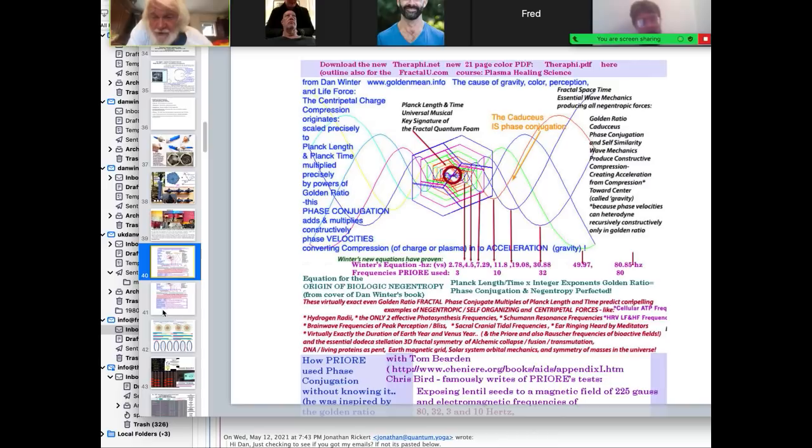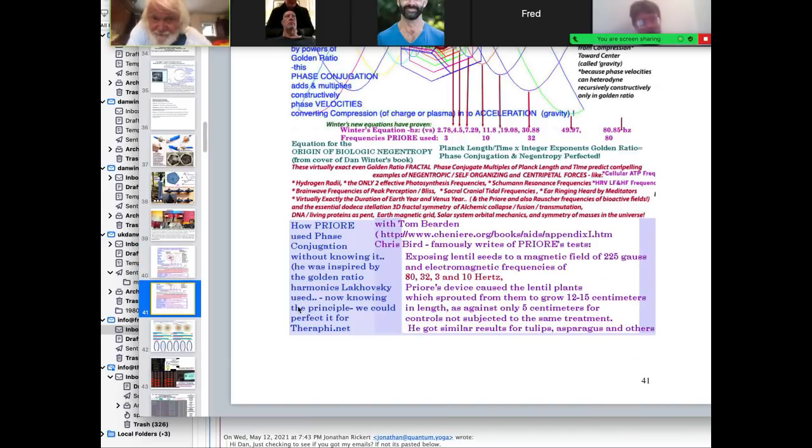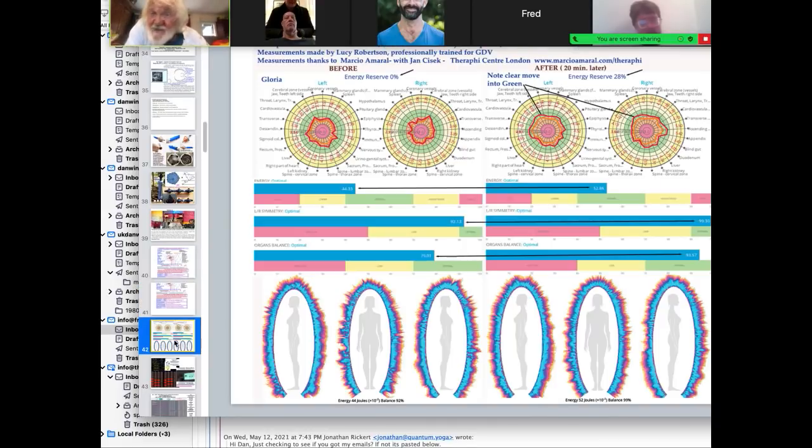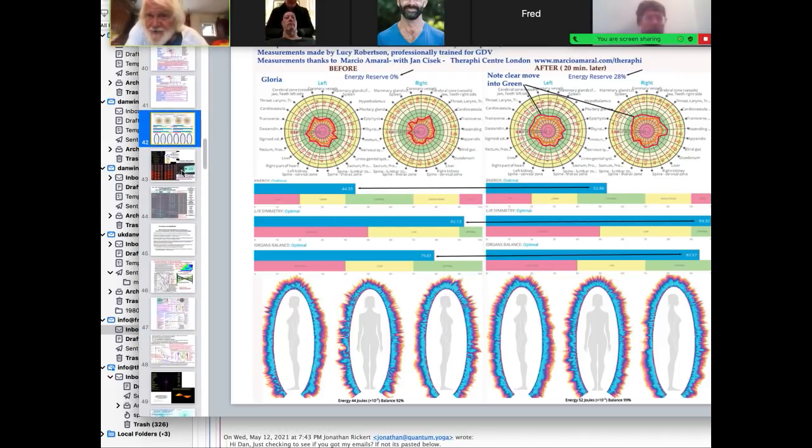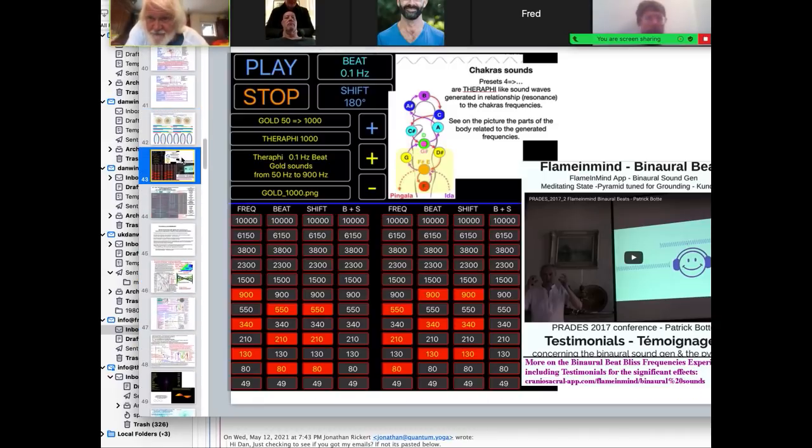So you see how the implosive cascade works. And even famously, Prieuré was achieving incredible effects on plant growth as well, for the same reason that the largest biodynamic science group in France just bought the Therify just for agriculture. So here these are measurements of the effect on the aura of Therify.